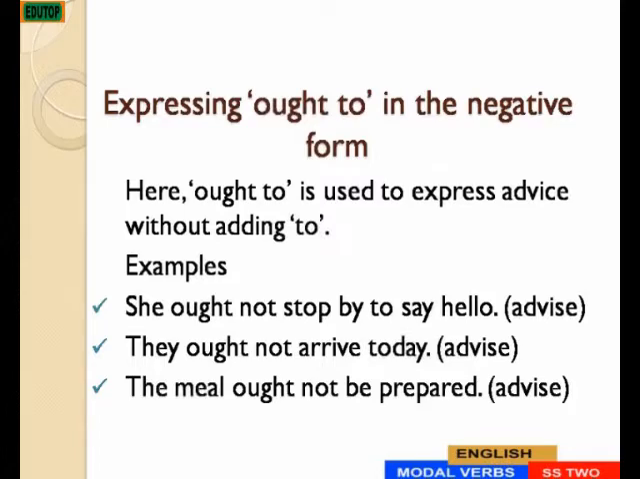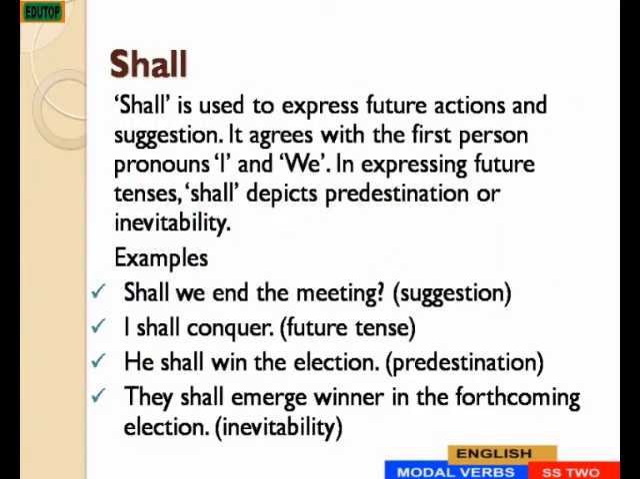Ought to could be used in the negative form. Examples: She ought not stop by to say hello. You should note that "to" has been removed when it comes to the negative form. So we have: She ought not stop by to say hello. They ought not arrive today. The meal ought not be prepared. These are expressing advice.